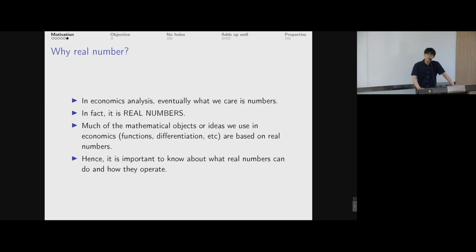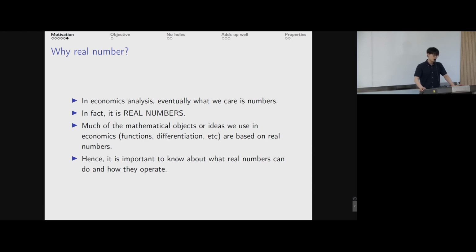Firstly, in economic analysis, eventually what we care about is numbers. Even though we're dealing with very abstract functions or values that are not defined, in the end we're still dealing with numbers. And in fact, those numbers are real numbers. Mostly it's not about complex numbers or integers. Mostly we're dealing with real numbers in general. So that's why we have to learn about real numbers first and why it's important.